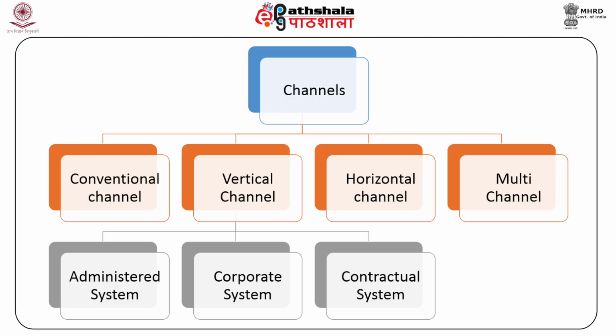1. Administered vertical marketing system. In this type of vertical marketing system, each channel member coordinates with each other during various stages of distribution. Here, one channel member leads the whole distribution system, and this member is also called the captain of the channel, who can be a manufacturer, wholesaler or retailer.